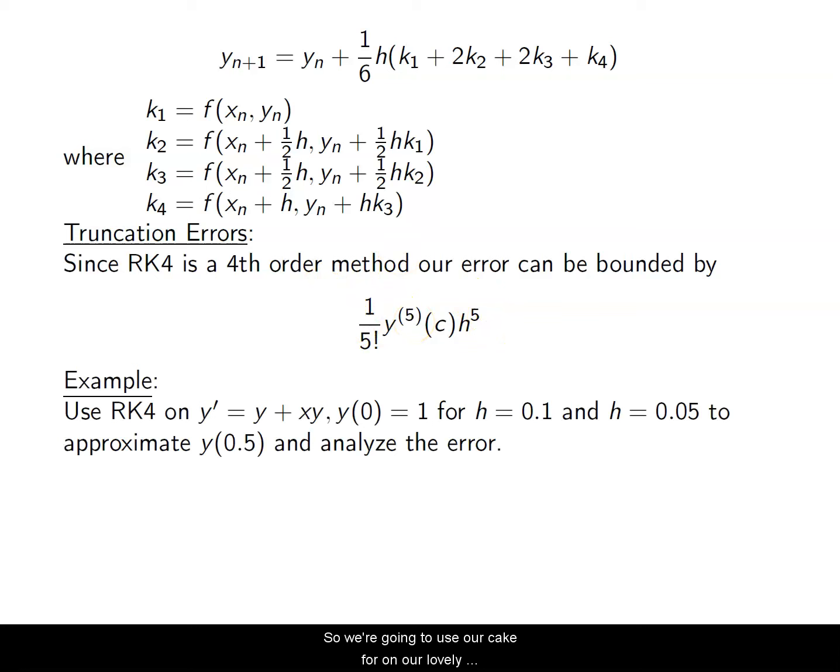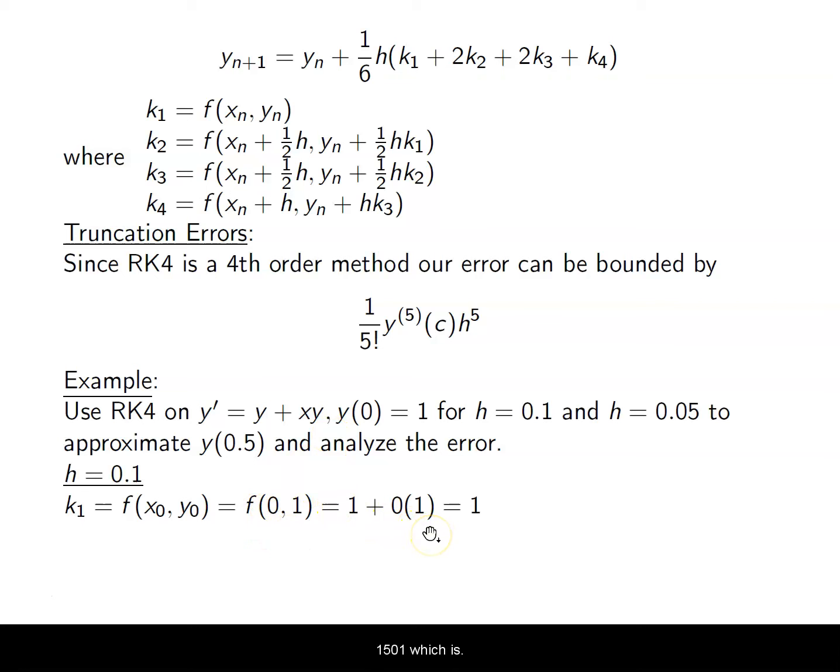Okay. So we're going to use RK4 on our lovely equation that we've been working on so much in this section so far. We're going to analyze the error. Okay. So we'll start off with h equals 0.1, and then we'll talk about h equals 0.05. So to kick this off, I'm going to plug in my starting points into my equation, right? So x is 0, y is 1. So 1 plus 0 times 1, right? So f of 0, 1 gives me 1 plus 0, 1, which is 1.